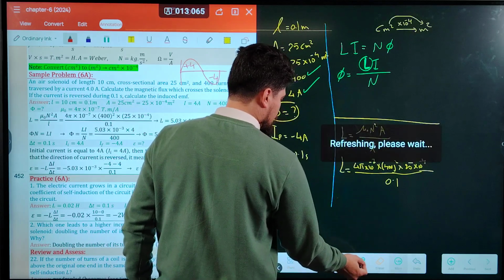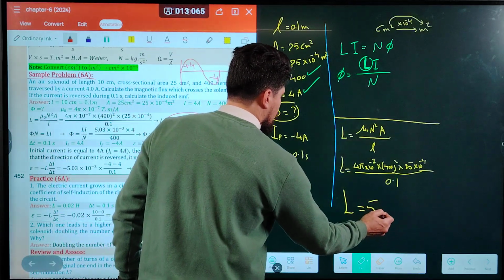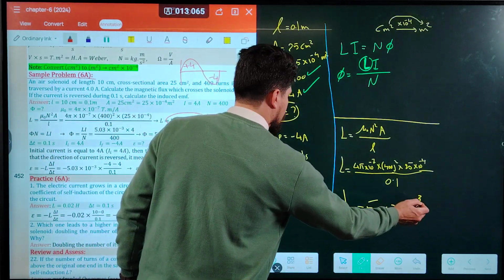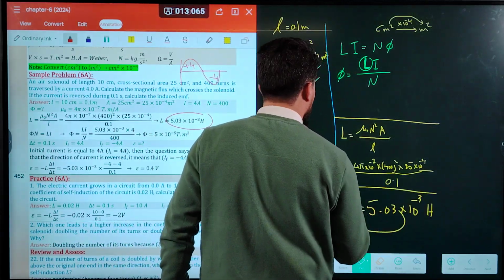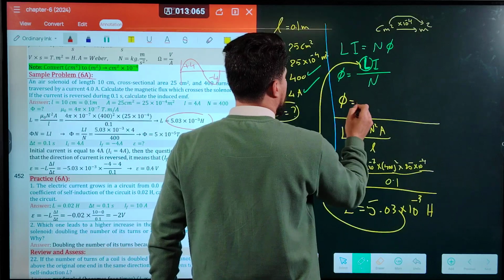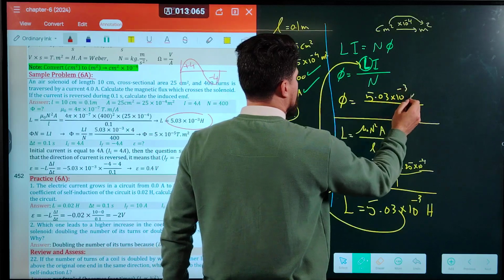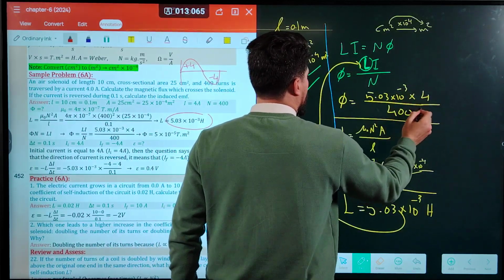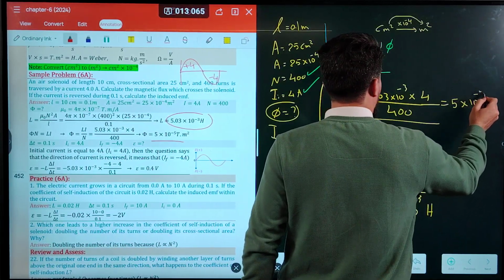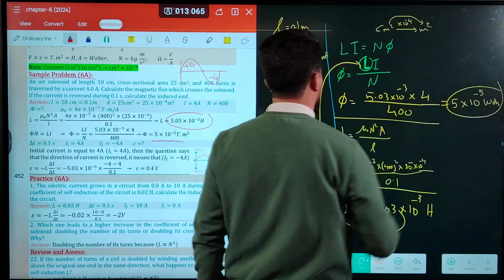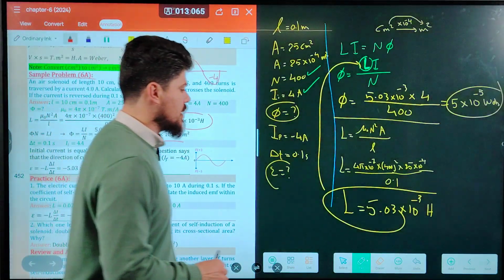After we found L by calculator, L is equal to 5.03 times 10 power negative 3 Henry. You can replace this into the equation to determine what? Flux. Now, do we have L? We didn't have it, but we found it: 5.03 times 10 power negative 3 times 4 current divided by 400 is equal to 5 times 10 power negative 5 Weber or Tesla meter square. In this way, you can determine the magnitude of the flux, according to self-induction.